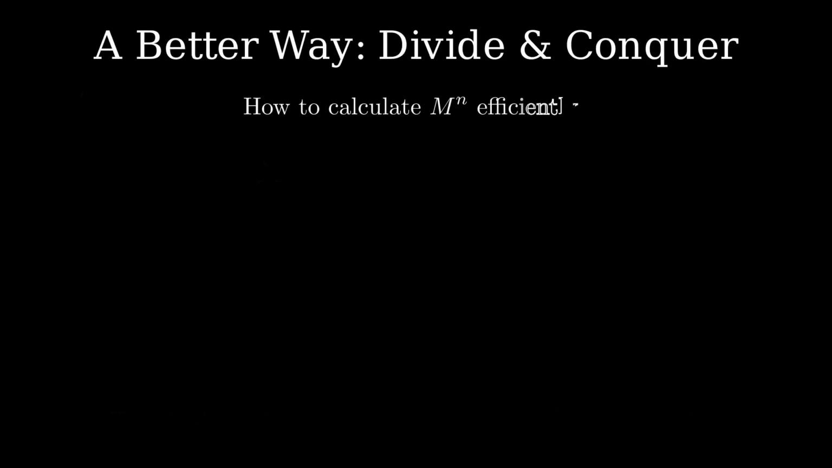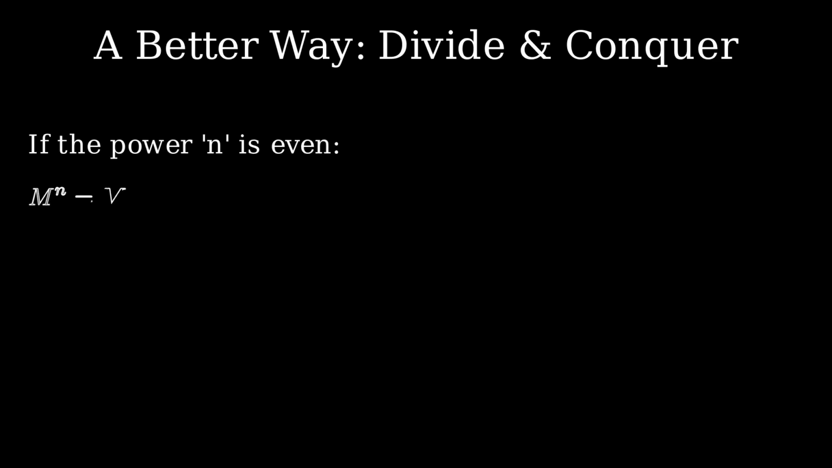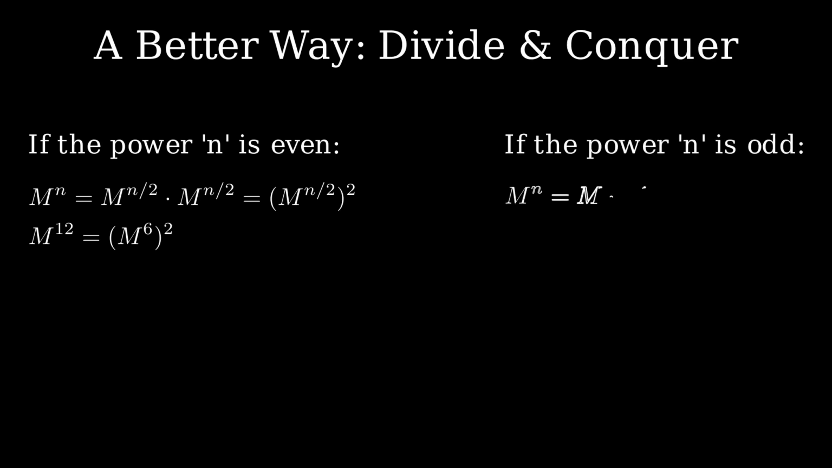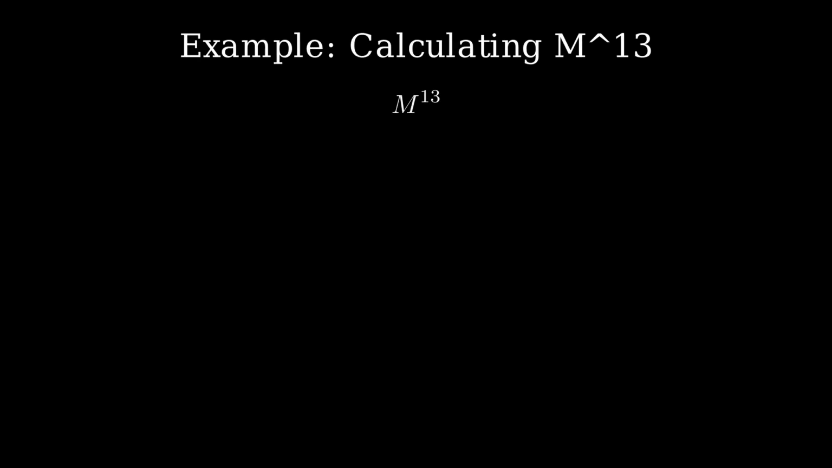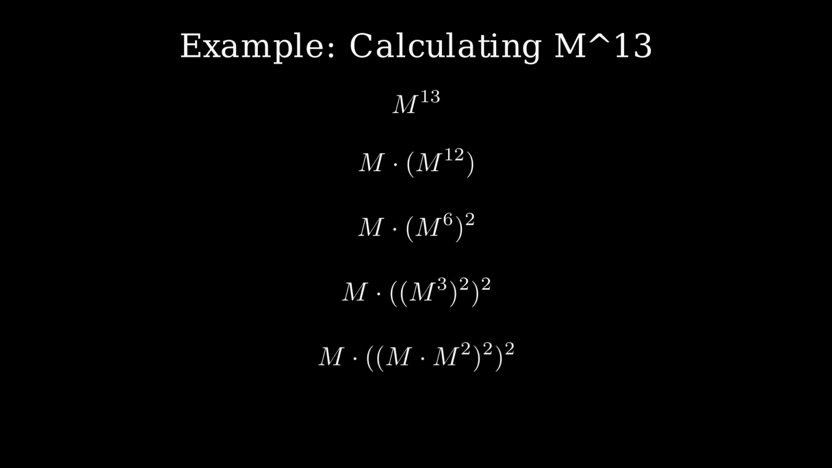A better way to do this would be to use a divide and conquer approach. If the power n is even, we can simply rewrite it as the square of its square root. Otherwise, we can simply multiply its previous even power by M. For example, when calculating M to the power of 13, we can factor out an M, halve the power once more, and once again factor out an M, and then halve the power for the last time.